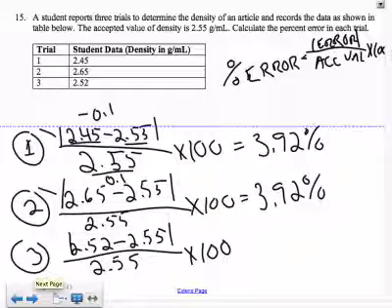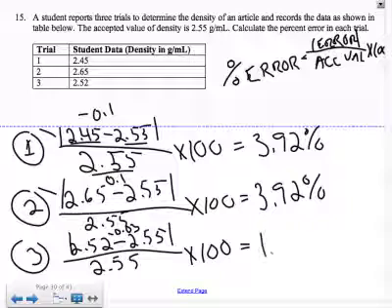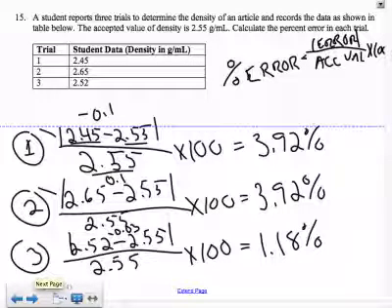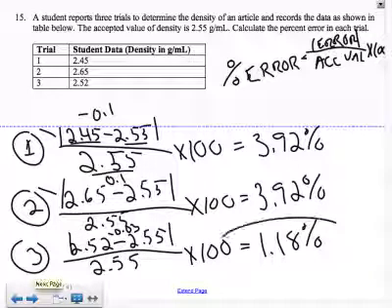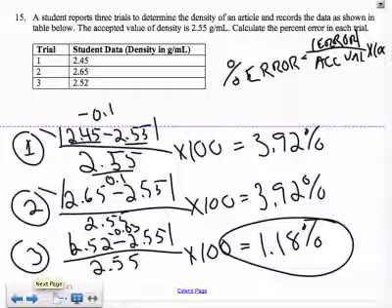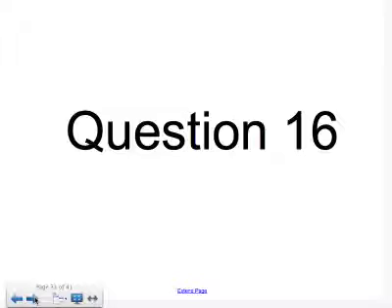And finally, 2.52 minus 2.55 is negative 0.03 divided by 2.55, and that comes out to 1.18% error. So again, if you were asked which one was the most accurate, it would be trial 3, which has the smallest percent error.